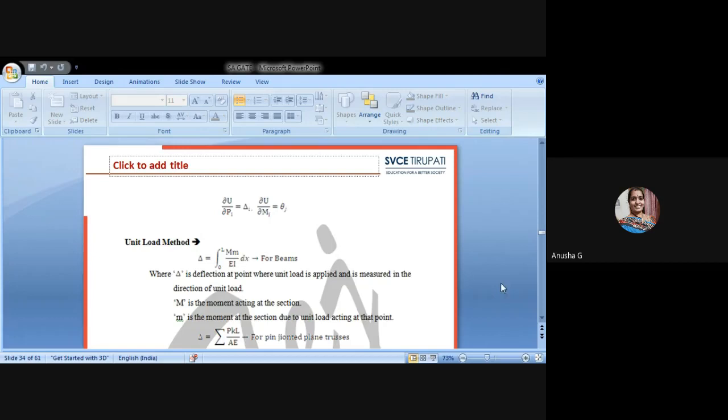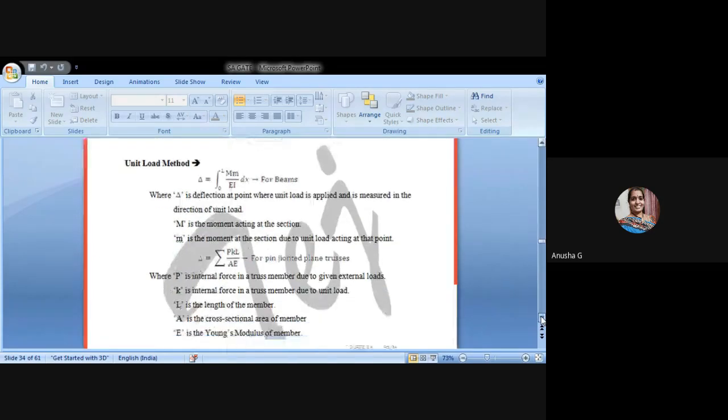Okay, this is one of the formulas. For delta equals PKL by AE, that will be for pin jointed trusses. This will be one more formula for pin jointed trusses. For trusses, one formula, and for beams, one formula. For beams, it is the integration from 0 to L of m into m by EI. For pin jointed trusses, our formula is the summation of PKL by AE.